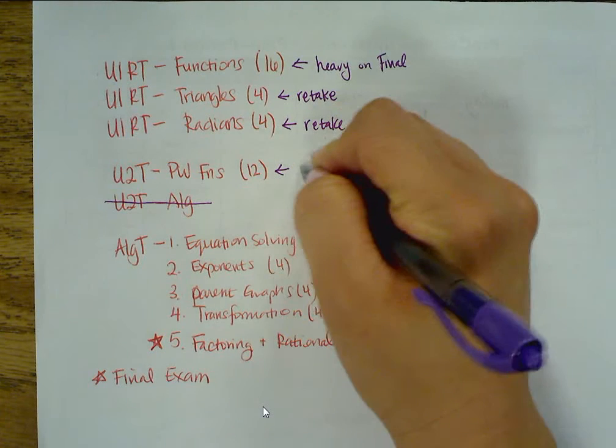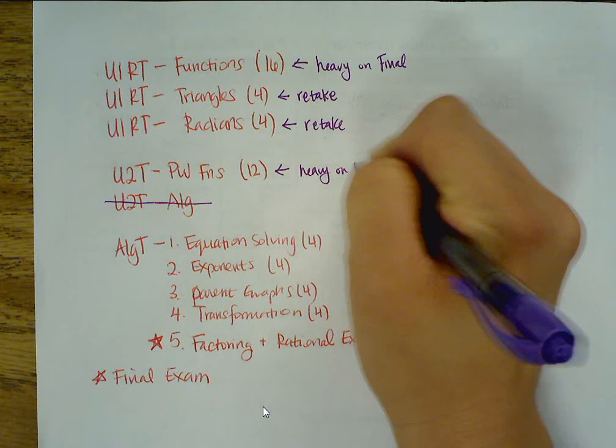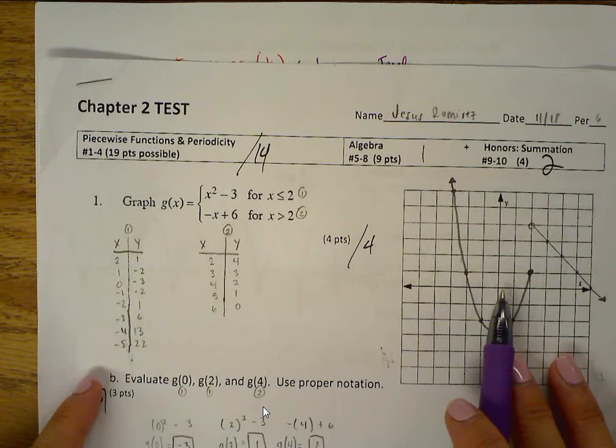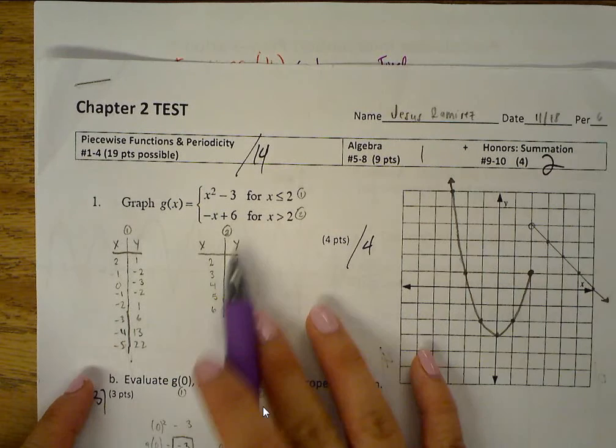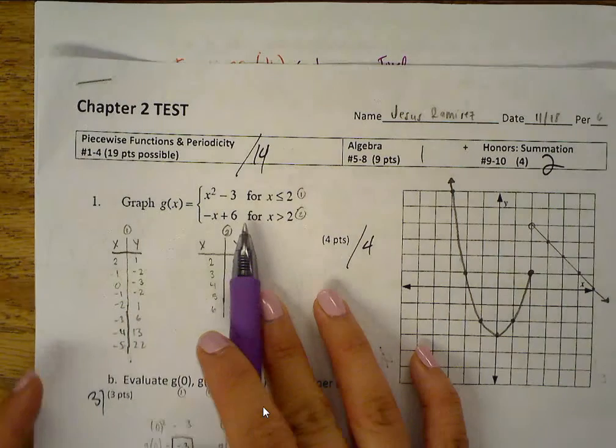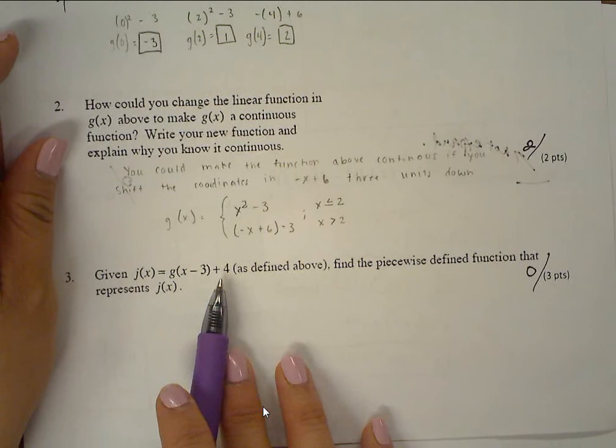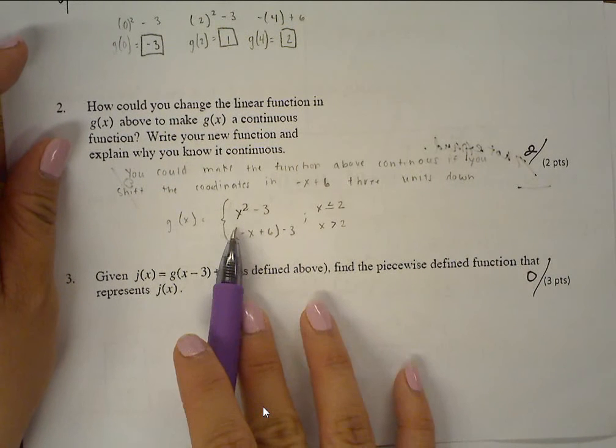No retakes, though. When I say piecewise functions, what do I mean? Can you graph a piecewise function when it looks like this? Can you tell me how to make it continuous? If I tell you what transformation happened, can you give me a new equation of the piecewise function like this? Can you tell me what the period is? I'll give it back to you guys later.